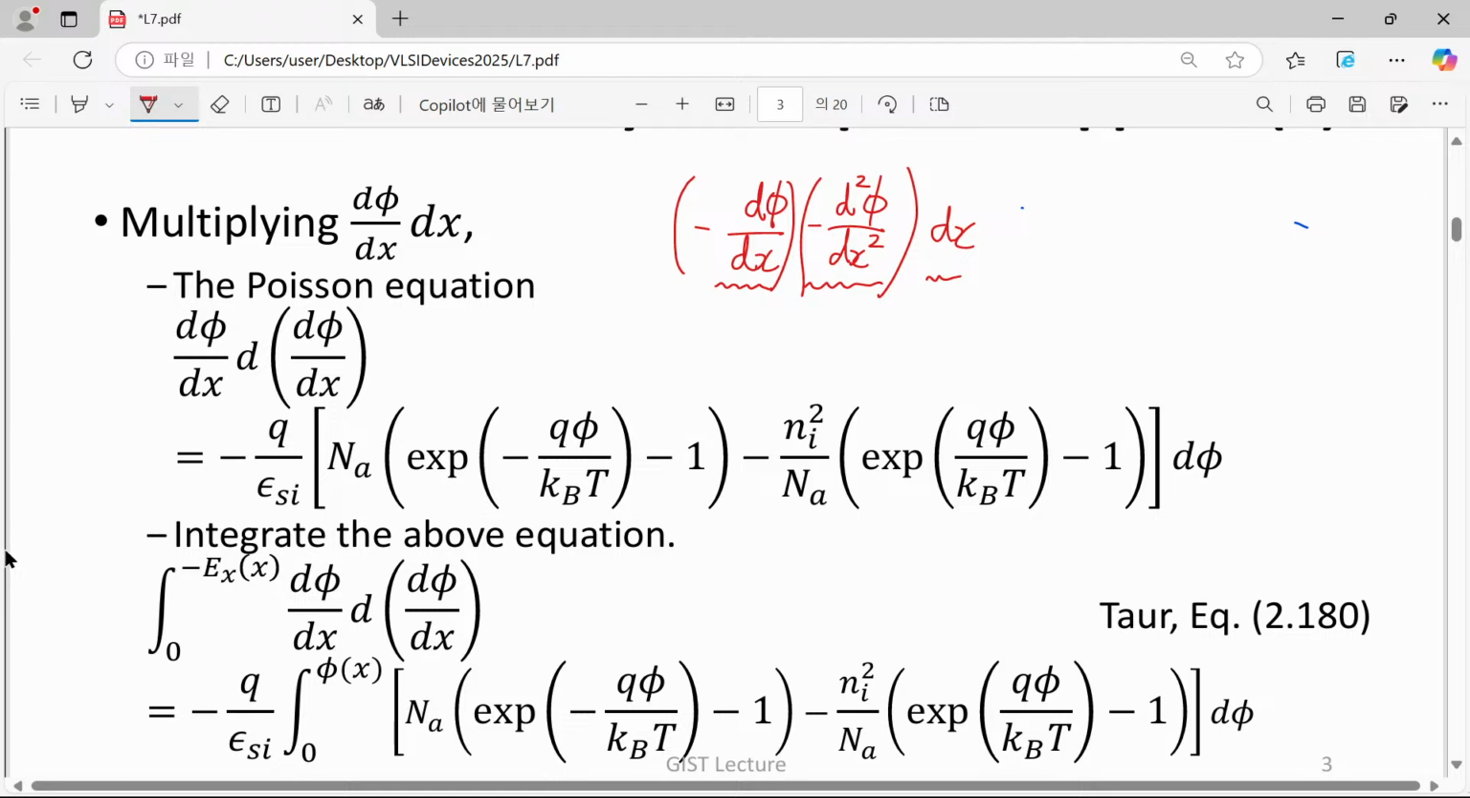Yes, and let's identify E as this one. This really corresponds to the original definition of electric field. E corresponds to the electric field, and the electric field is given as the gradient of the electrostatic potential, with a minus sign. Now, if we introduce this kind of variable change, you can easily identify this is E, and the second term corresponds to dE over dx. Are you with me?